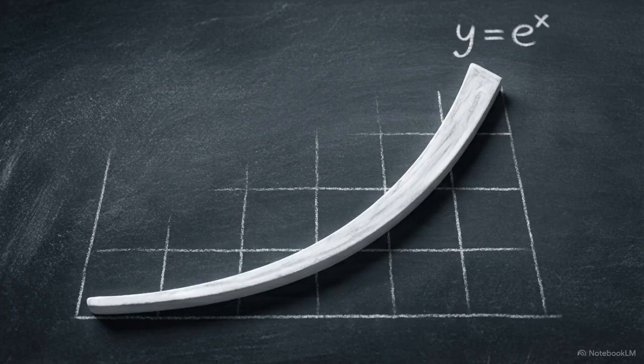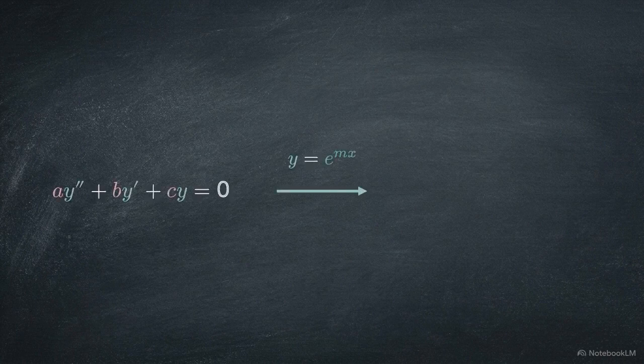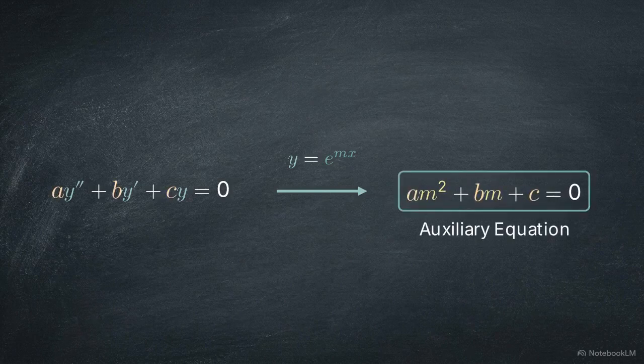There is only one mathematical function capable of this kind of self-replicating behavior, the exponential function. Every single solution to this differential equation is either a direct exponential function or it is constructed entirely out of exponential pieces. Because of this rule, we can confidently assume the solution will always look like y equals e to the mx. By assuming this exponential shape, we force the calculus problem to map directly onto a much simpler mathematical structure known as an auxiliary equation.